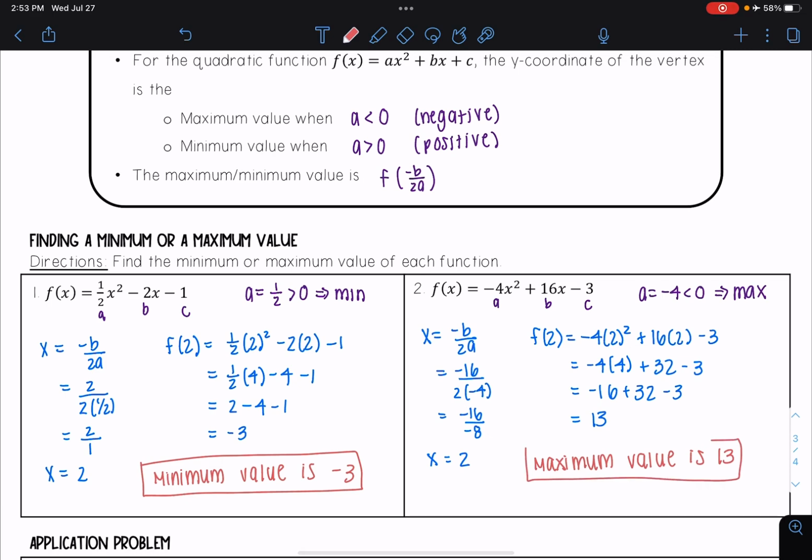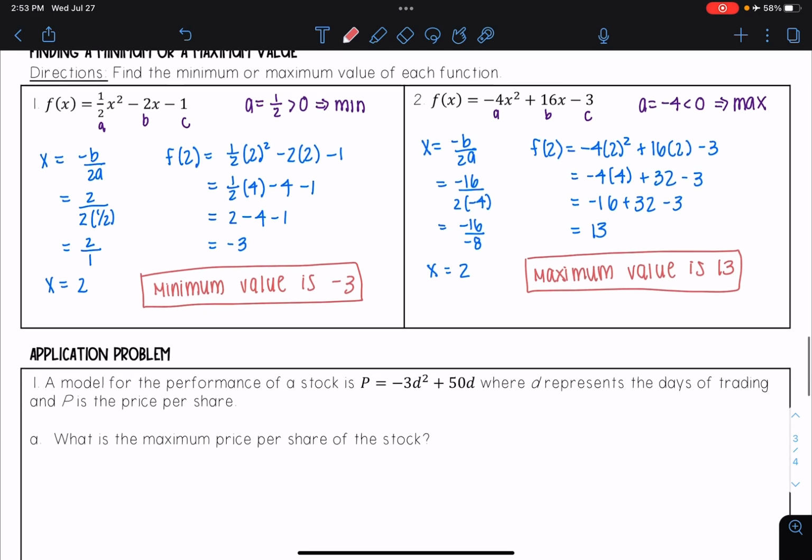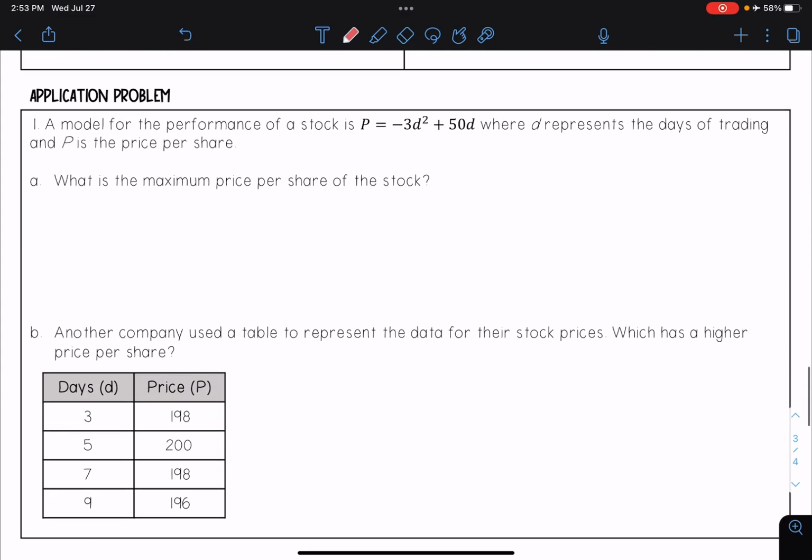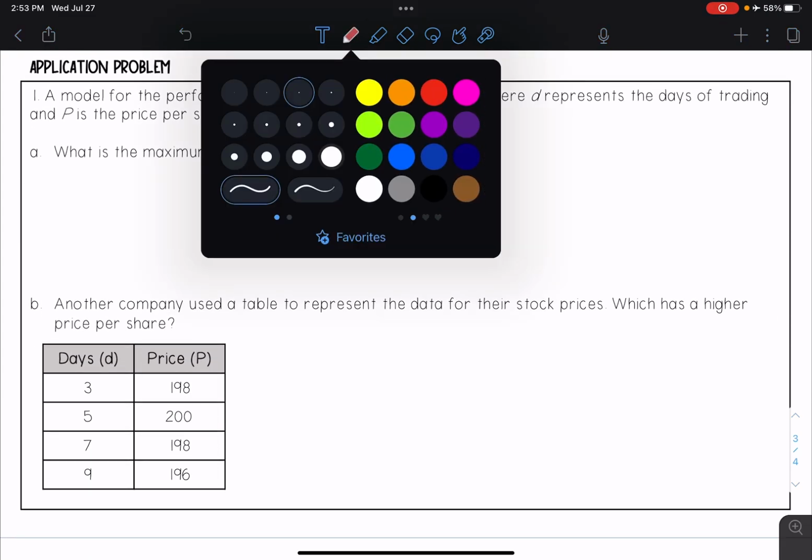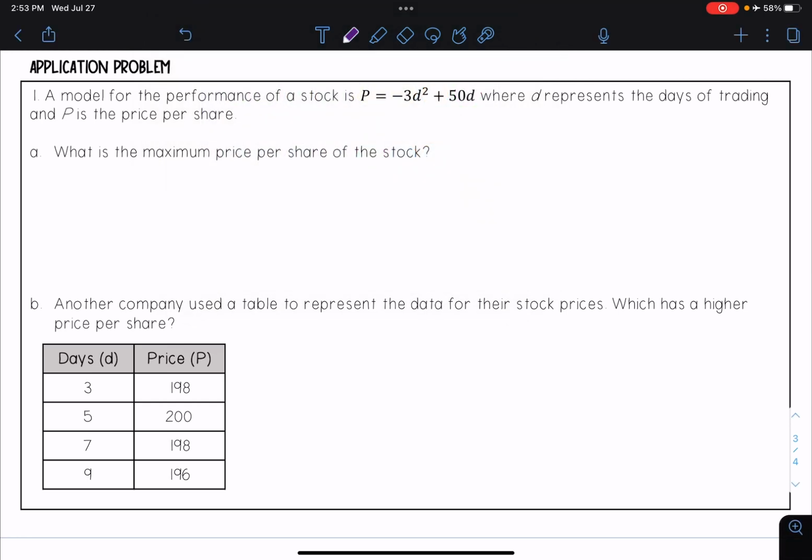So let's look at an application problem where we are using maximum and minimum values. This problem says a model for the performance of a stock is P equals negative 3D squared plus 50D, where D represents the days of trading and P is the price per share. What is the maximum price per share of the stock? Well, we just talked about how to find maximum. I need to plug in the x value of my vertex into my function to find the y value because I know that's going to be my maximum.